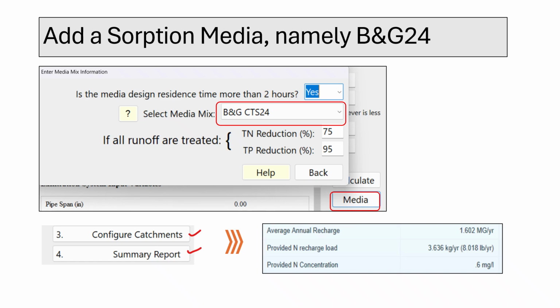With the BNG24 media in place, we observe an annual recharge of 1.602 million gallons per year. The average total nitrogen concentration, with the media, is now reduced to 0.6 milligrams per liter. For comparison, without this media, the average concentration would be equal to the event mean concentration, or EMC, which is 2.4 milligrams per liter. This demonstrates an average removal of approximately 75% for total nitrogen. You can also find the total phosphorus removal rates and concentrations detailed on the summary page.